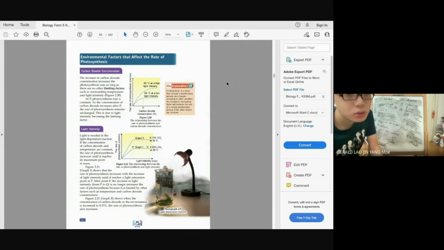Okay, light intensity also the same thing. Higher light intensity means more light energy, so more electrons become excited. Okay, but then it will become constant because of limiting factors such as temperature and carbon dioxide concentration.